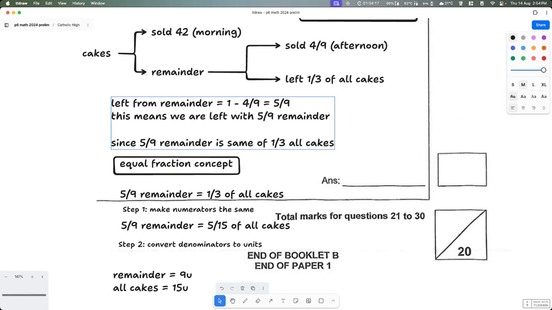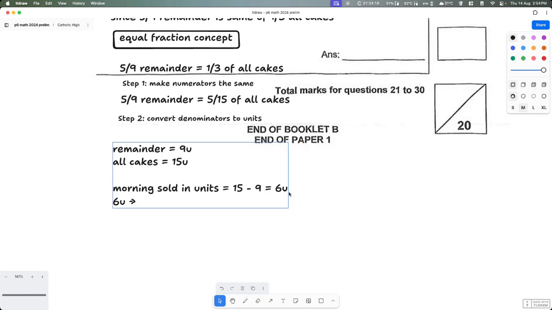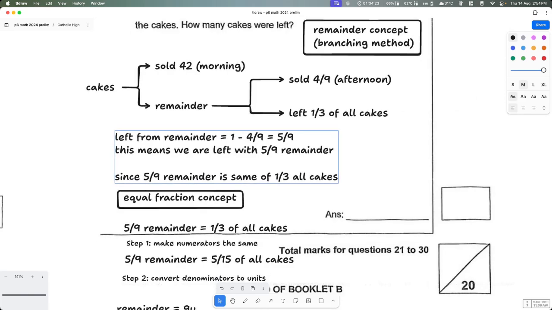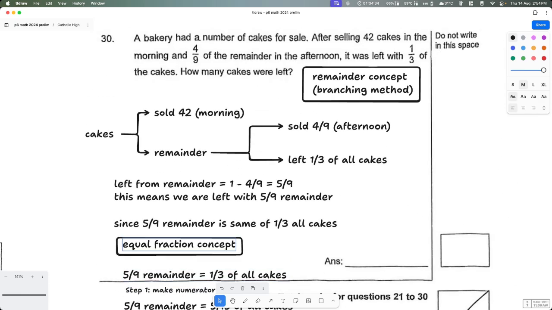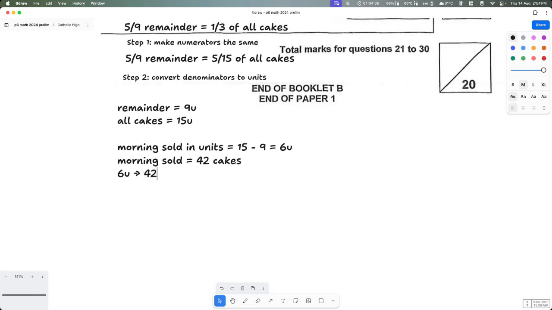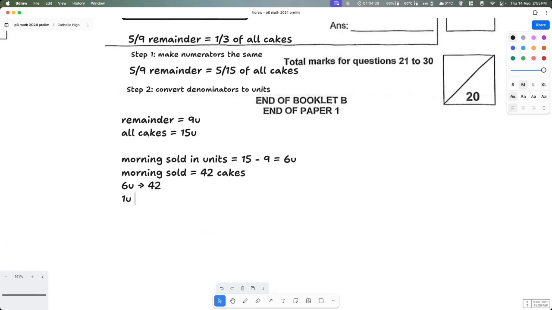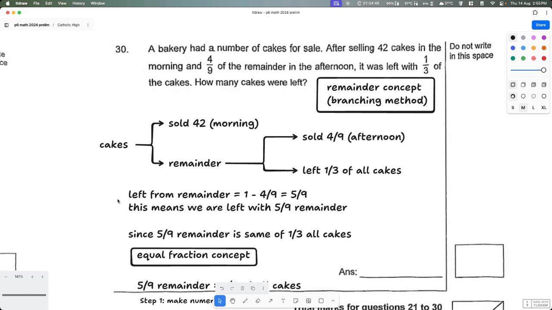Okay, so we know in the morning we sold 42, right? Oops, let me just put like this. Yeah, we sold 42. So morning sold 42 cakes, right? Okay, so from this 42, so how many cakes were left? Okay, 6 units is 42, 1 unit is equal to 42 divided by 6. This will give us 7 cakes.